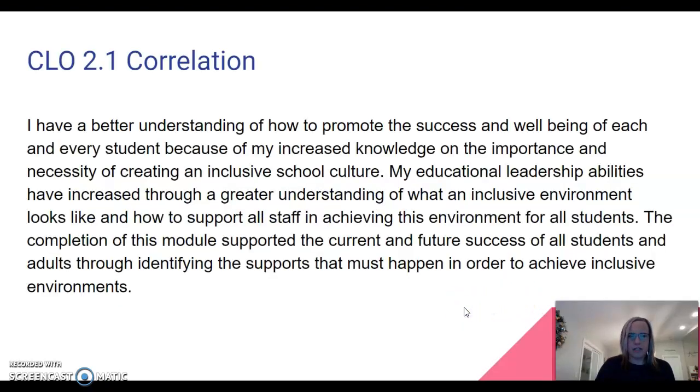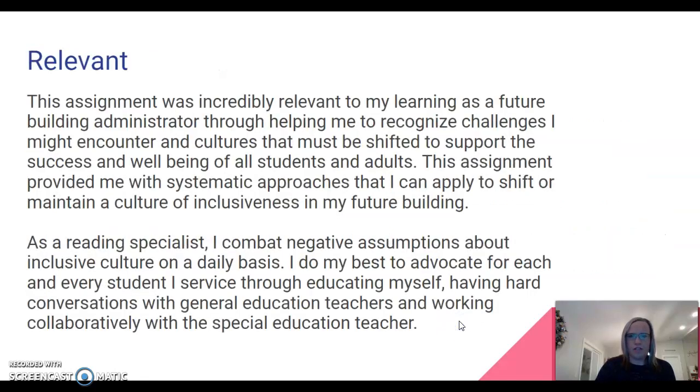My concluding statements are here. I think this definitely correlated with the standard because it increased my knowledge on the importance and necessity of creating an inclusive school culture. I also believe this was incredibly relevant to my learning as a future building administrator through helping me to recognize challenges I might encounter in cultures that must be shifted to support the success and well-being of all students and adults.